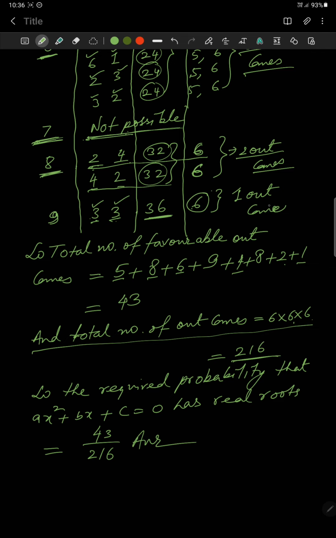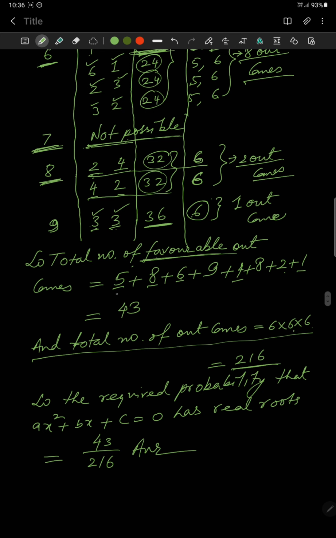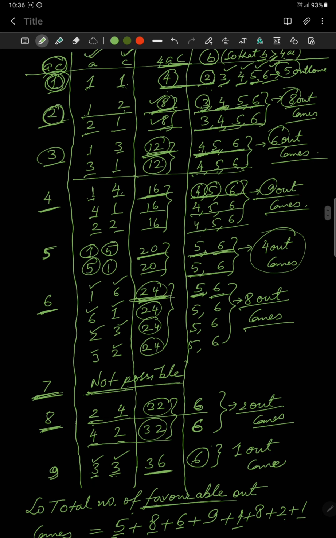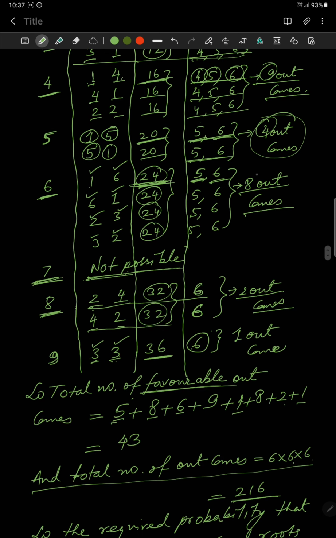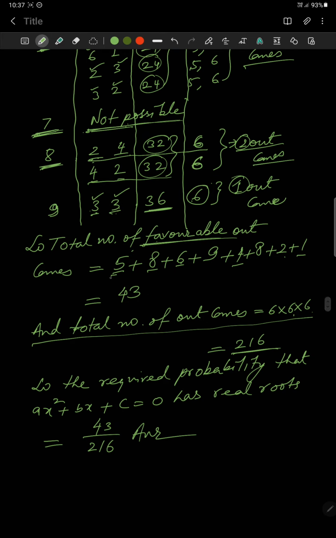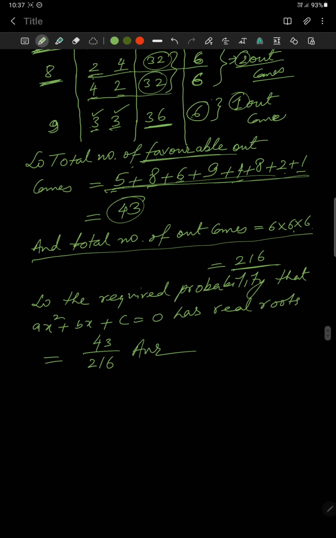So one outcome. What we have done is, in order to get the total favorable outcome, we have added all these cases, means 5 from here, 8 from here, 6 from here, 9 from here, 4 from here, 8 from here, 2 from here, and 1 from here. All these are added, which gives you 43. That is the total number of favorable outcomes, 43, and total number of outcomes is 216. So the probability that ax square plus bx plus c equal to 0 has real roots will be 43 by 216. That is the answer. I hope you can understand. Thank you.